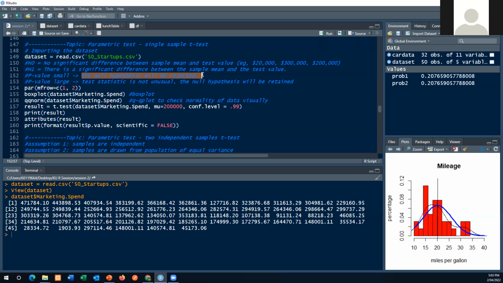Okay, so let's see. In this case, let's do some hypothesis testing. We want to do a test which is called a t-test, which is a parametric test. And how do we do it in R? t.test. So take note, this is t.test, which is actually a t-test on a single vector.